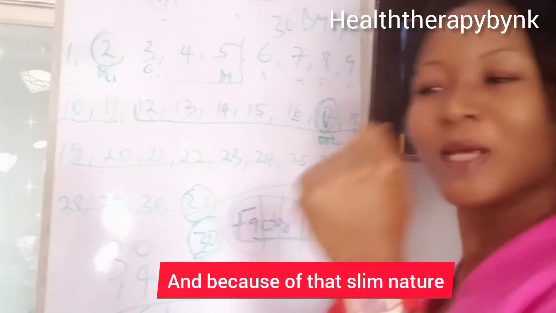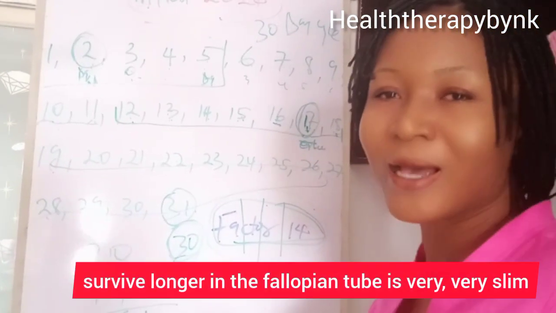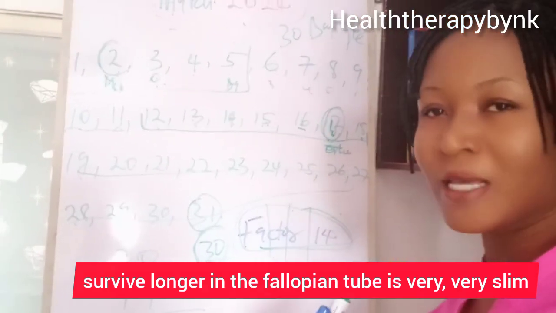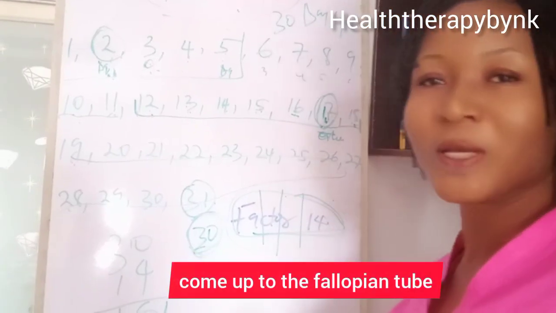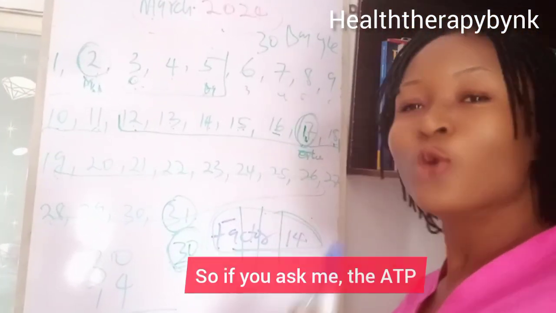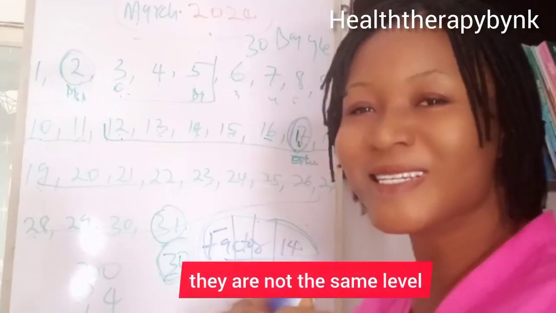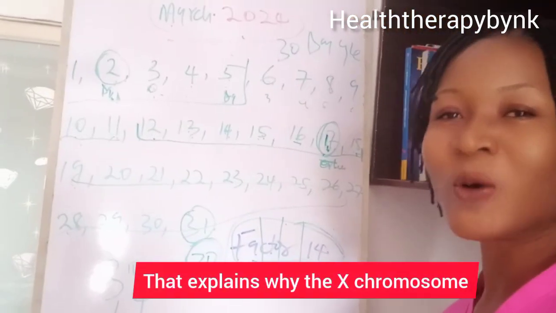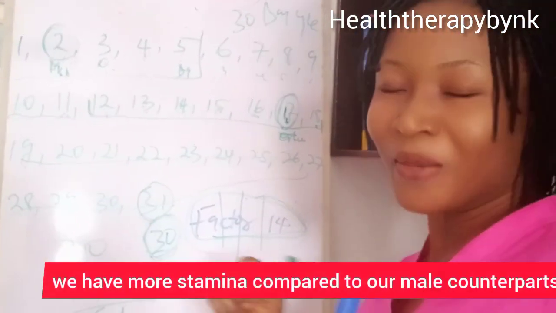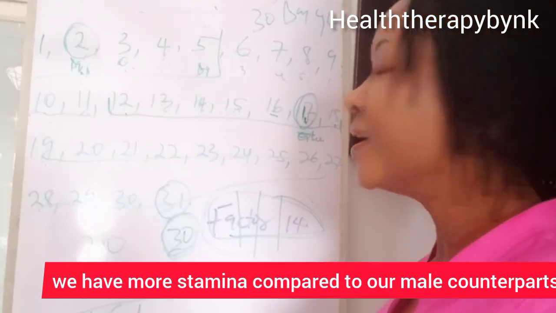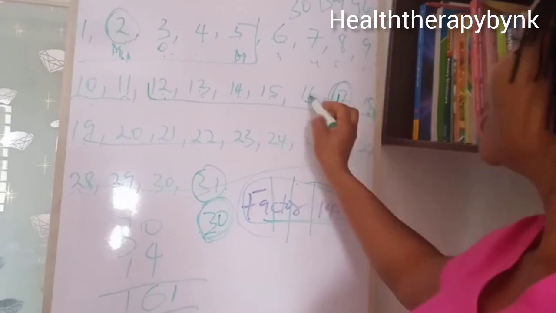And because of that slim nature, it runs so quickly, and its capacity to stay long and survive longer in the fallopian tube is very slim. Unlike the X chromosome that takes its time, comes up to the fallopian tube, and can actually stay there. So the ATP, the energy level of the X chromosome and the Y chromosome, are not the same. That explains why the X chromosome, which represents the girl child, has more stamina compared to our male counterpart.